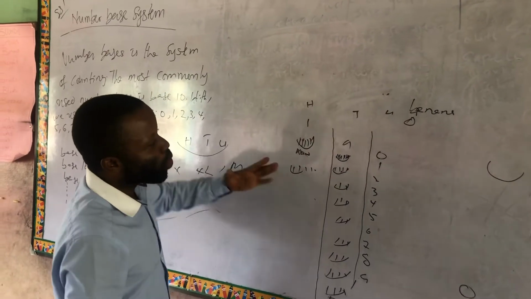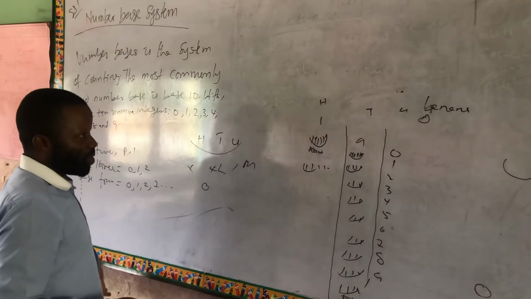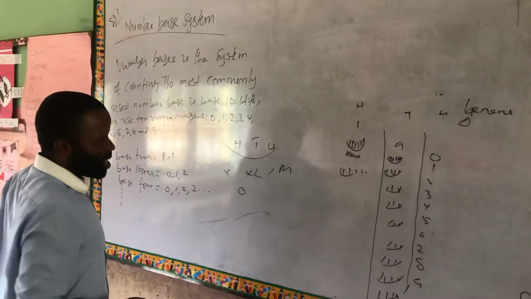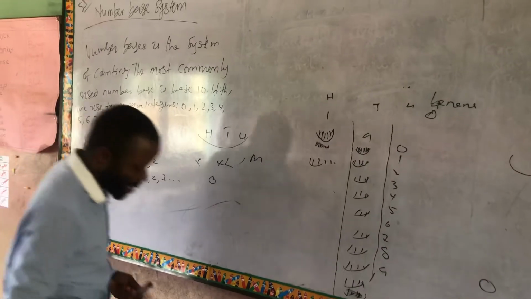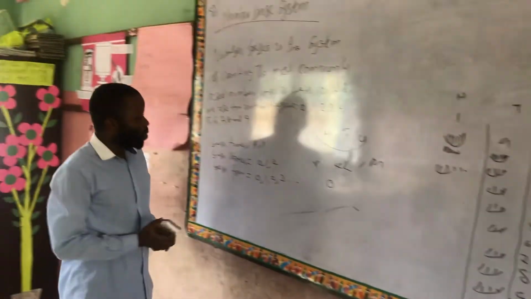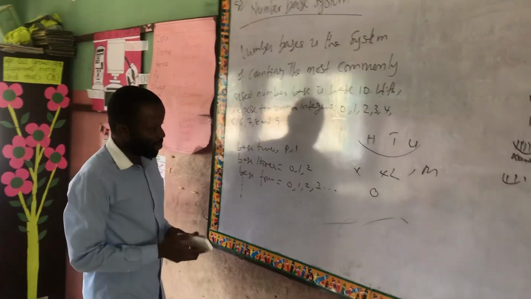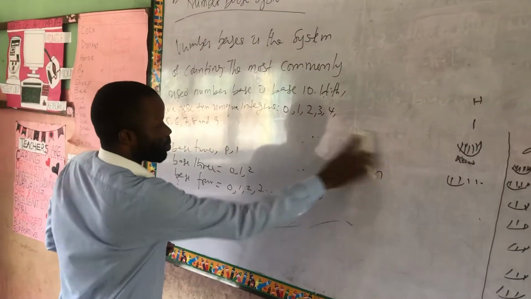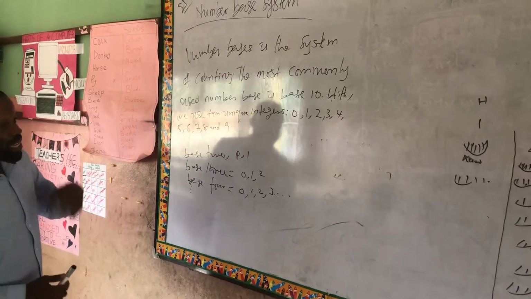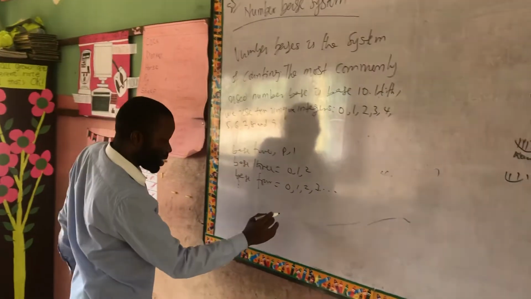So this is how we are going to continue counting. With this system, you can count as far as you can without confusion because of our place value. I hope this is clear. Then let us go back to our natural numbers, which we call base 10. Our numbers are in base 10.